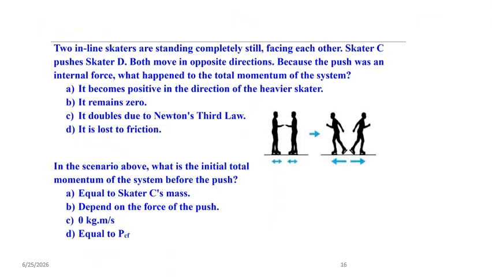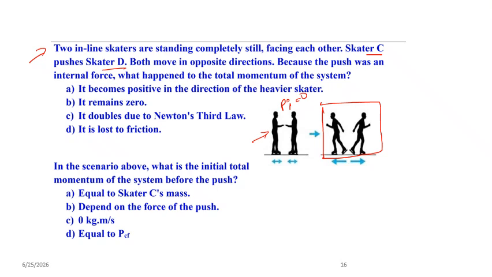Fine. Now, first, look at this: two inline skaters are standing completely still facing each other. Skater C pushes skater D. We know that they are standing still, which means the initial momentum will be 0. Both move in opposite directions because the push was an internal force. They are giving force internally. Suppose I am a third person who comes and pushes them, this conservation of momentum will not work. Only when they push themselves will the conservation work, which means the momentum before and after will be the same.